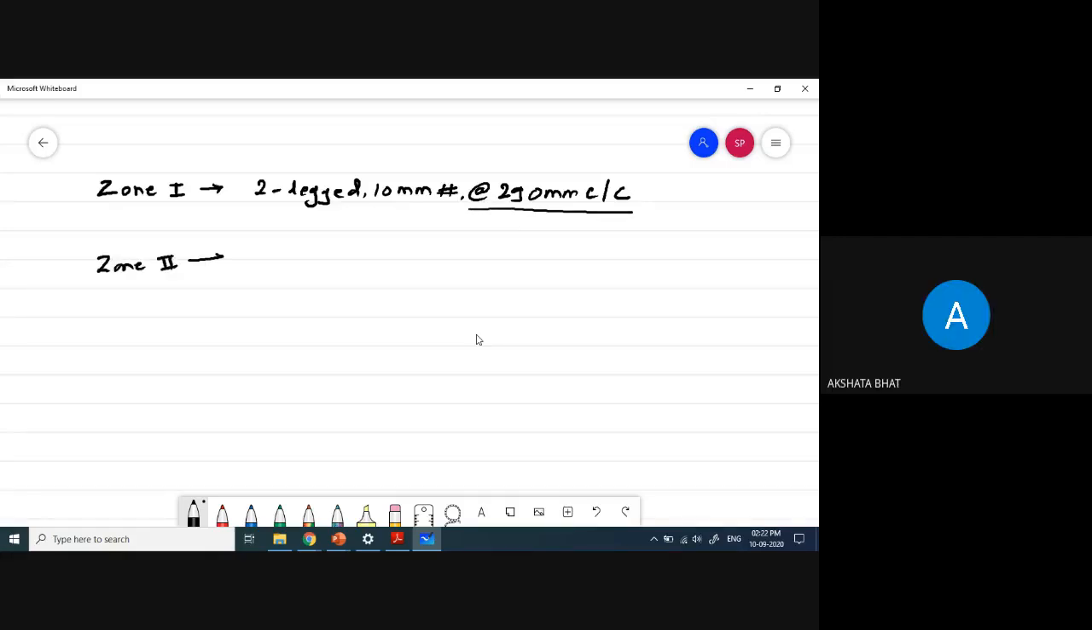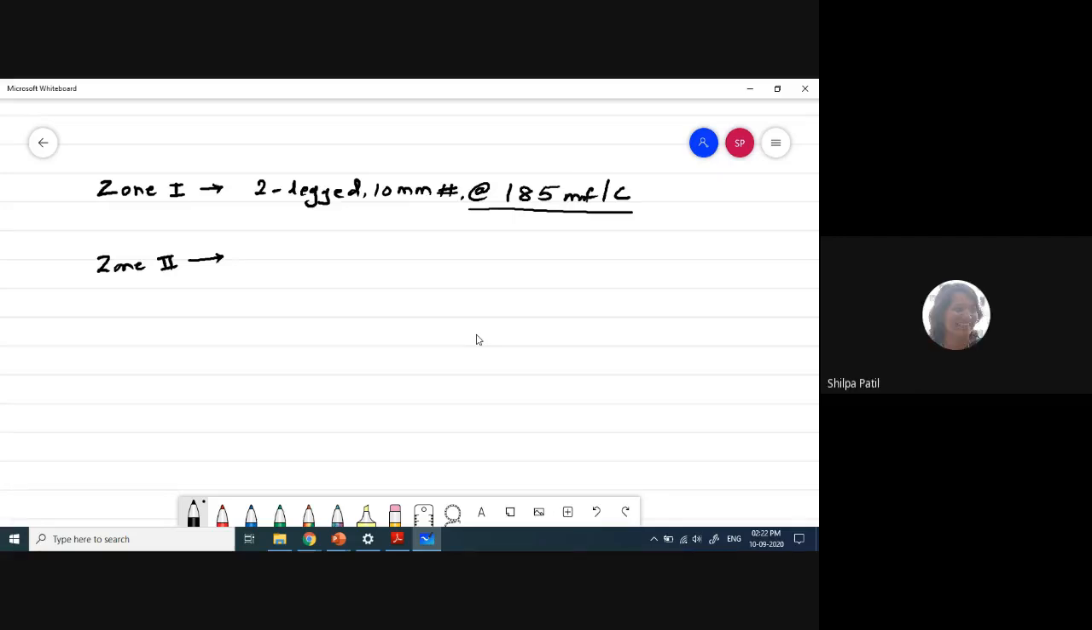Ma'am, I'm getting a different value. Wait. Let him finish first. Then we'll discuss one by one. Okay, Ritik. That will be here only. Sorry, I have done only zone 1. You are done only for zone 1. Ma'am, for zone 1, it is 185 mm, with the same data, 10 mm bar diameter and 2-legged. Yes, ma'am. Okay. So this is wrong. 185 mm. Okay.